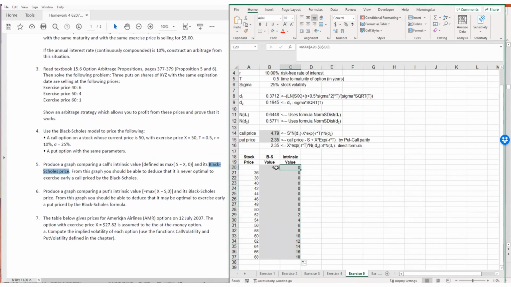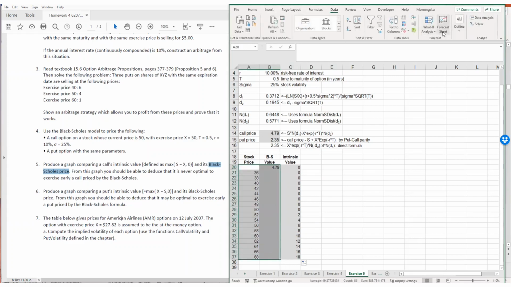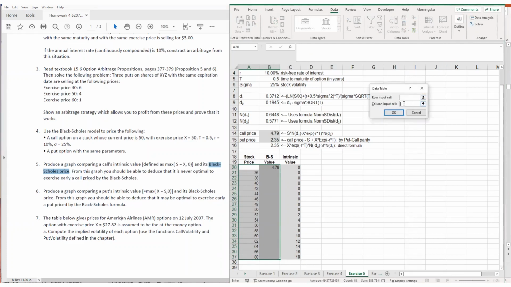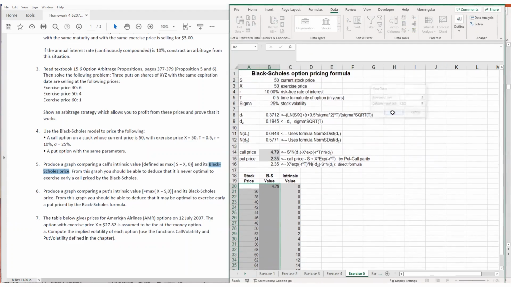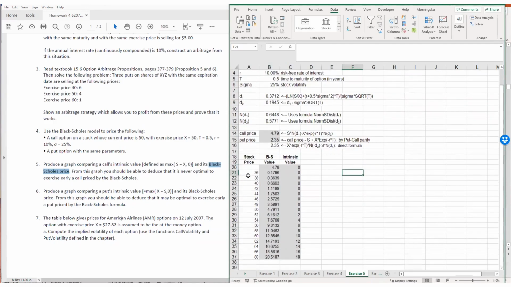Okay. Now I'm going to do a data table. What-if analysis, data table. The column input will be the stock price. Okay. Refresh it. I'm going to plot these two.